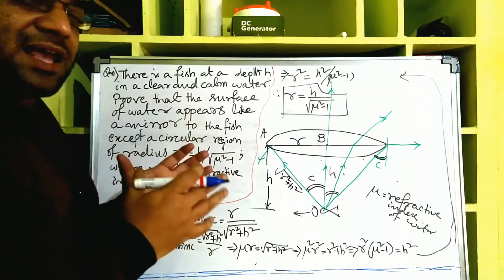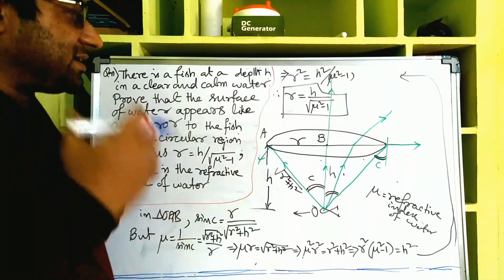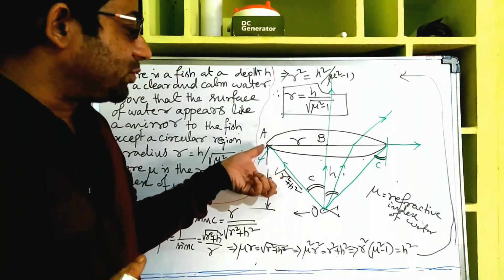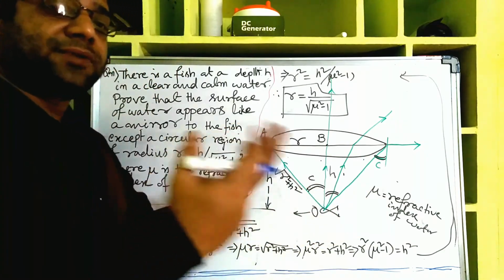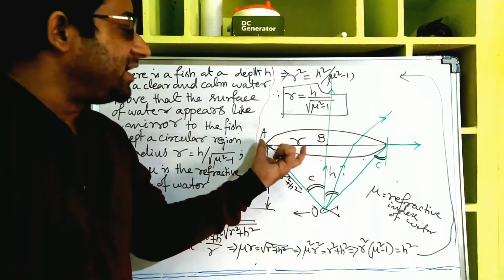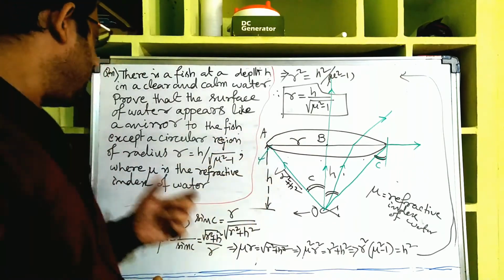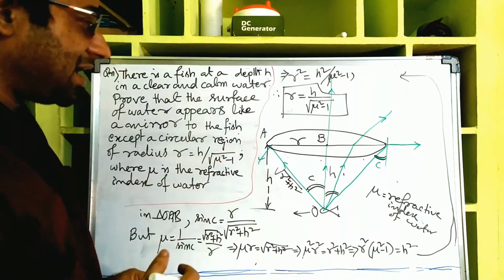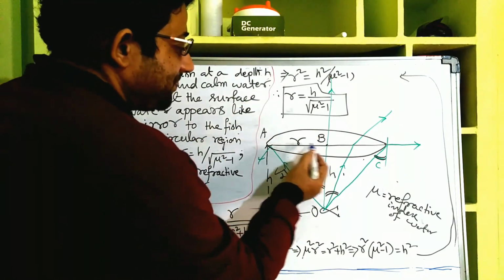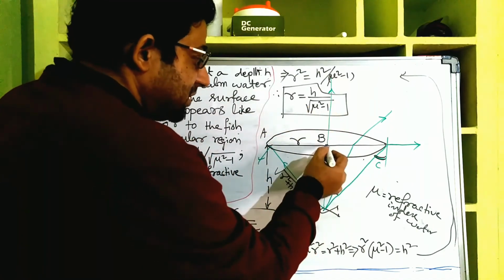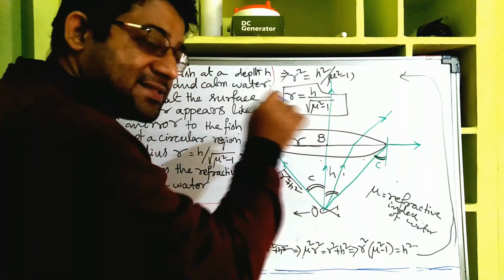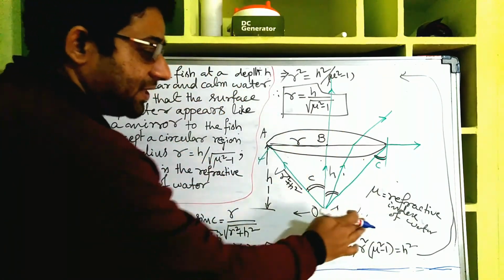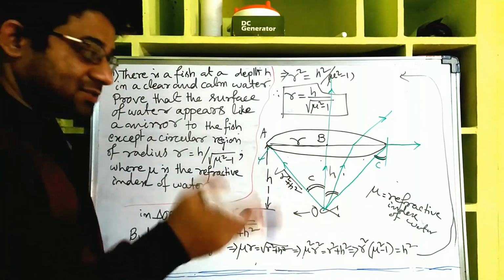Now, exactly the same question may appear different. For example, suppose the depth is 10 centimeter and the refractive index is 1.532. What is the radius of the circular region which is cut from the huge mirror from the point of view of the fish? Or it may be asked: if the fish is visible through a circular region of radius 10 centimeter and the refractive index is 1.532, then at what depth is the fish swimming? This way also it may be asked.